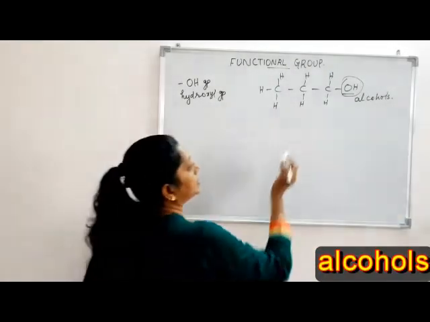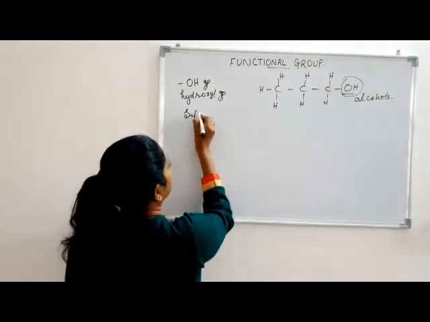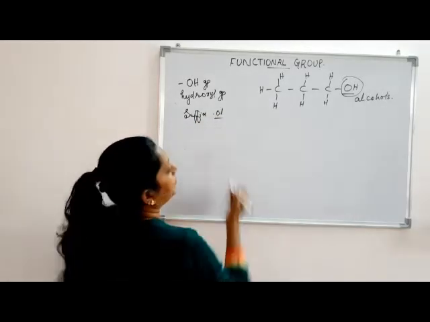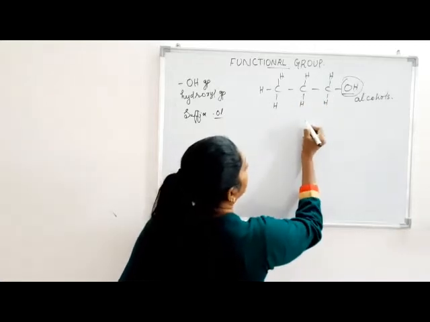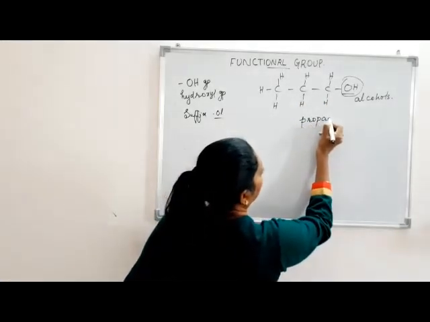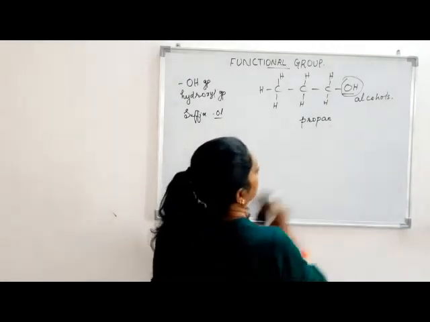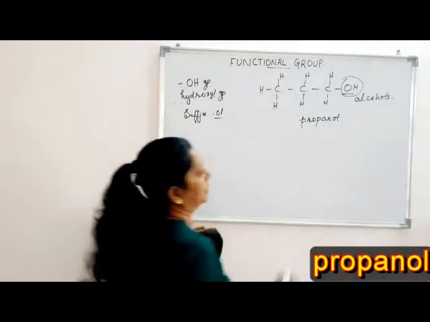And while naming this molecule, we use the suffix ol. Okay. So the compound can be named as, it is 3 carbon atoms, so it is propane, and we are dropping this E, and ol is added. Propanol.